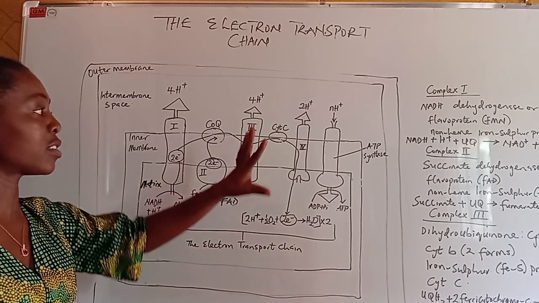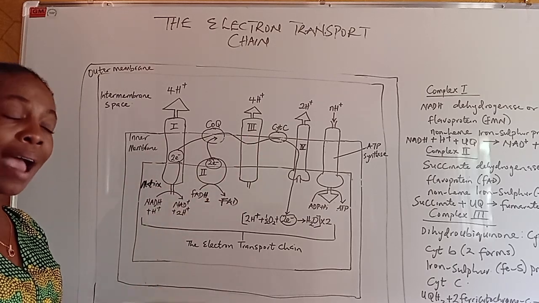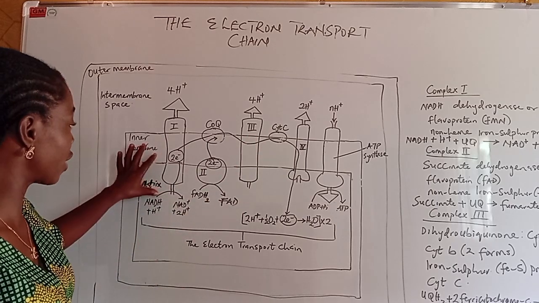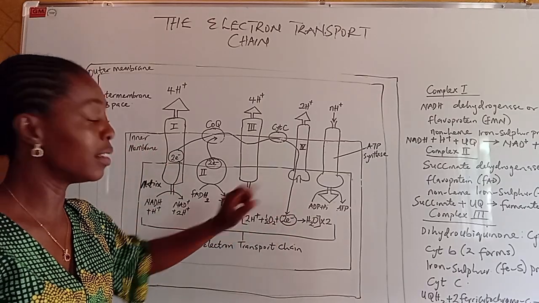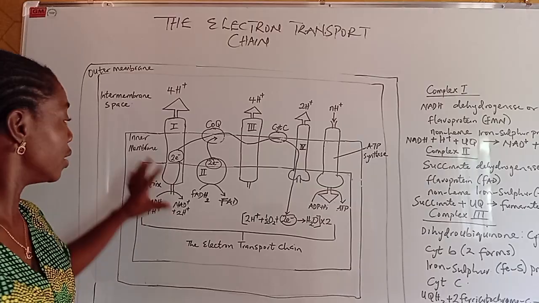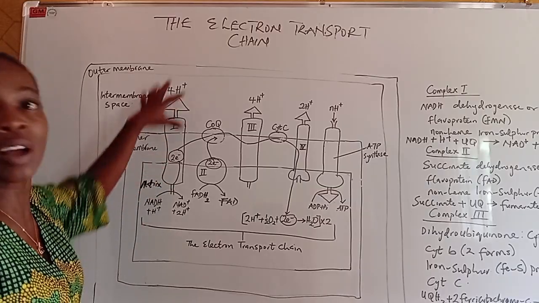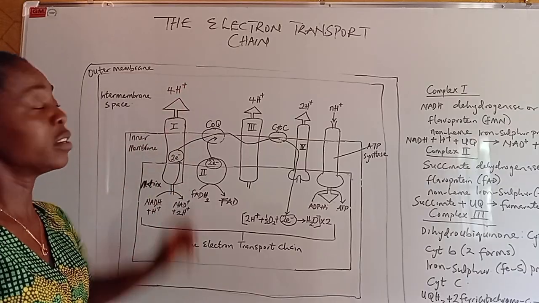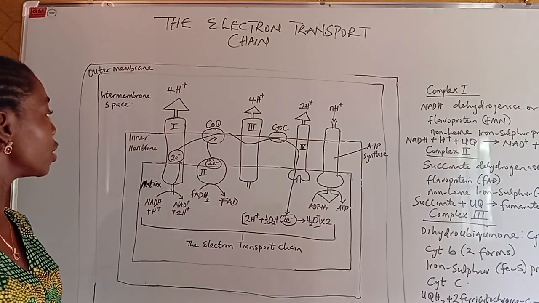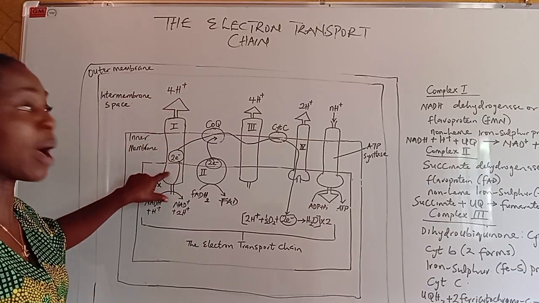As electrons move through this chain, energy is released from these electrons. So the first electrons from here are high energy electrons. By the time they get here, they are low energy electrons. The energy in the electrons is extracted in the process and is used to pump protons from the matrix to the intermembrane space. So 4 protons leave anytime this happens.